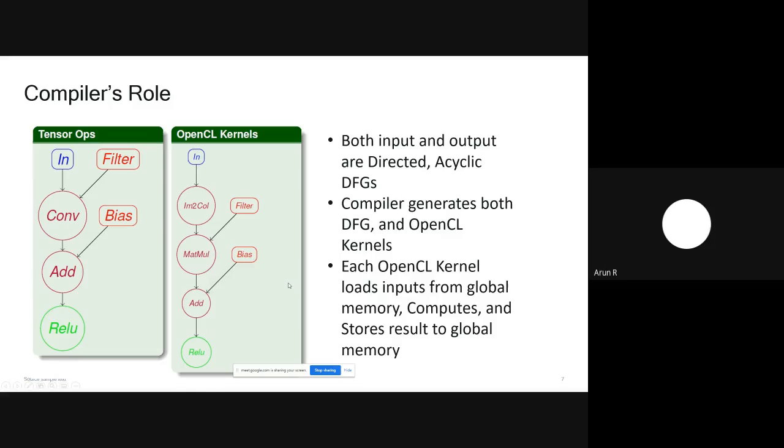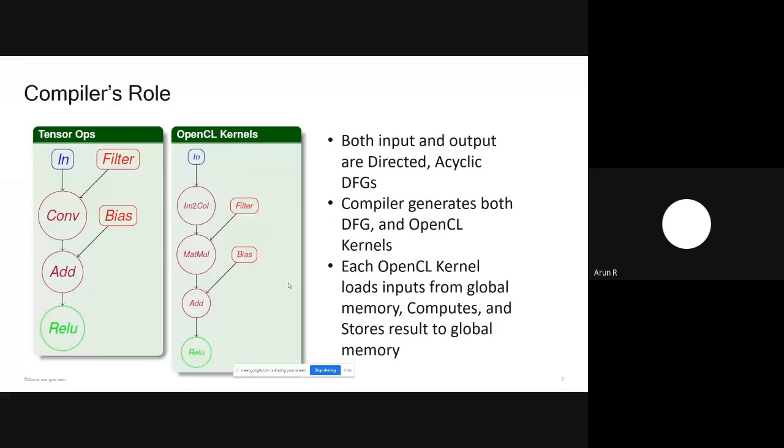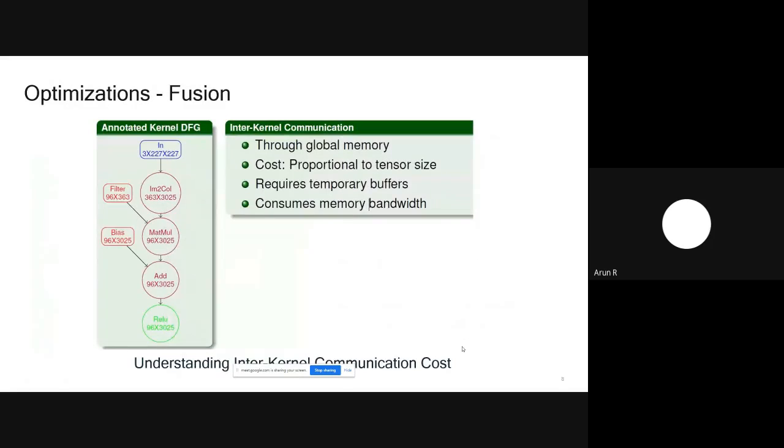So now let's take a look at some of the optimizations that can be performed on this OpenCL graph. We saw that each OpenCL kernel loads input from global memory, then computes and stores to global memory. So one of the immediate optimizations that we can think of is fusion.